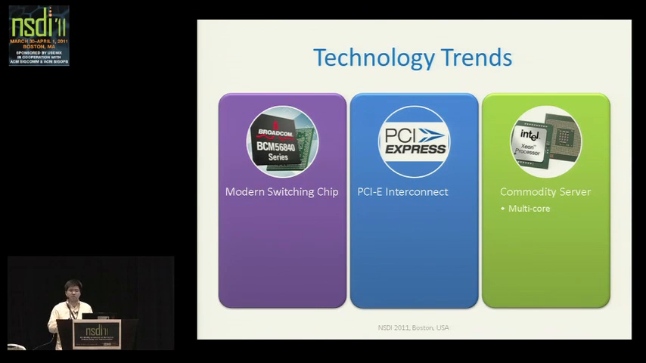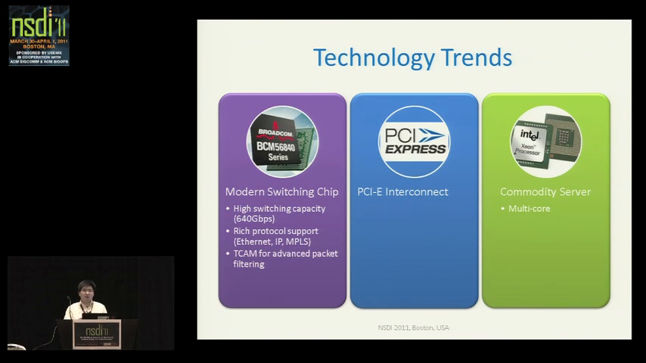Before we discuss our server switch architecture, let me first give a brief overview of switch technology trends. First, the modern switching chips from Broadcom and Marvell have very high switching capacity. For example, the Broadcom Trident switching chip can switch up to 640 gigabit per second. Second, they support a variety of network protocols, such as Ethernet, IPv4 and 6, and MPLS.